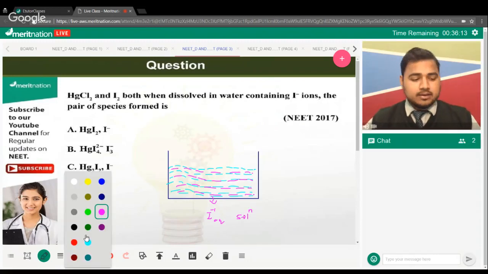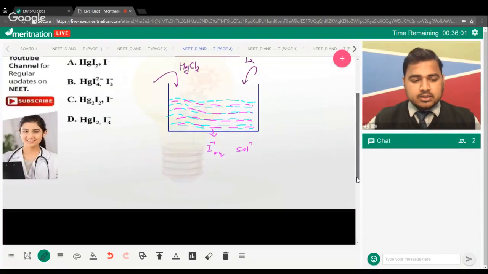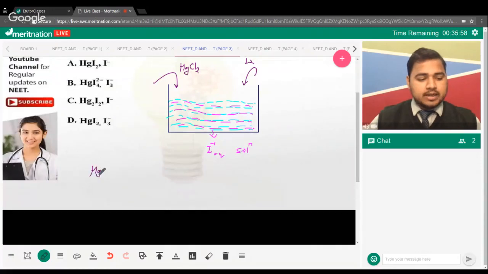What are you doing? You are adding HgCl2 and I2 both into this. So what happened, students? This is the HgCl2. If you add it to this I negative, then with 4 I negative it will convert into HgI4 2 negative. Got it? And this I2 combines with the I negative to give I3 negative.